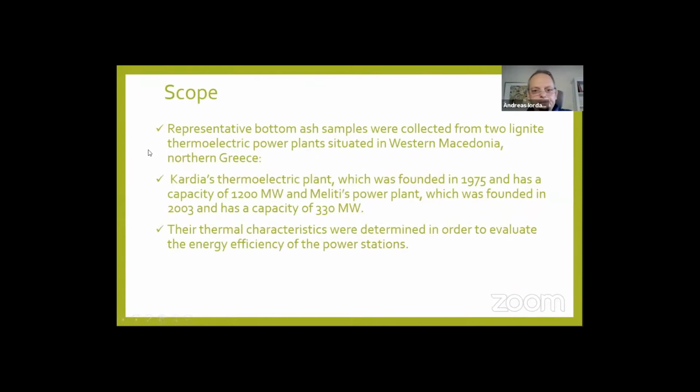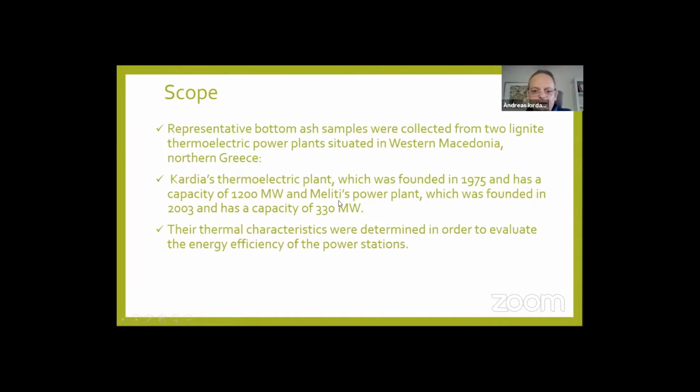And in this work, in my second presentation, the aim is that we took representative bottom-up samples from two lignite power plants in our region, in Western Macedonia. The first one was taken from Kardia power plant, which was founded in 1975, so it is really an old one. And actually now it is closed. It had a capacity of 1,200 megawatts.